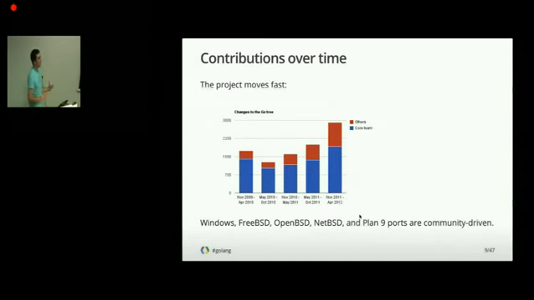Particularly notable among those outside contributions are the Windows, the various BSDs and the Plan 9 ports, which are all driven by the community entirely. And I think Windows is particularly impressive. Our first non-Google committer was Alex Brainman, who led the way on the Windows effort for a while. I was really impressed with how the community took charge of that whole thing and conquered what was actually a pretty savage beast.